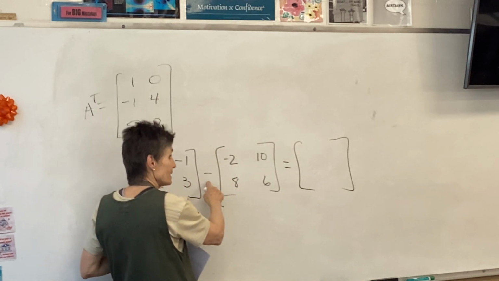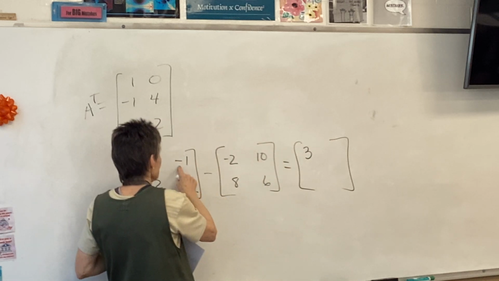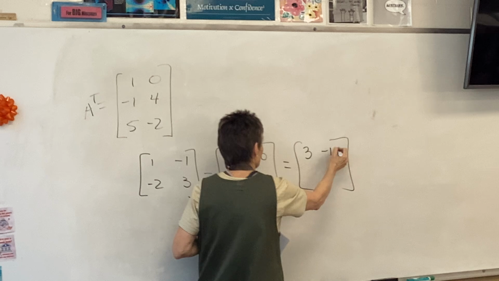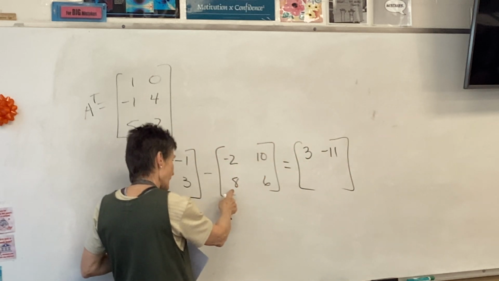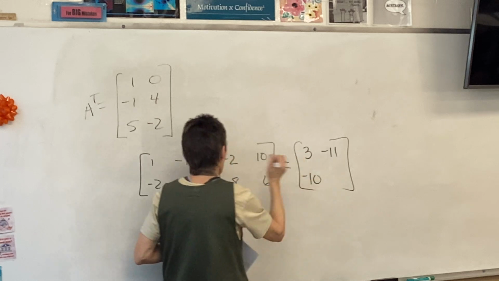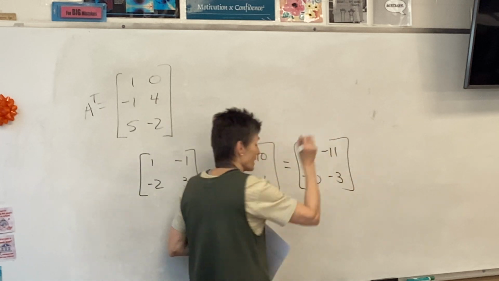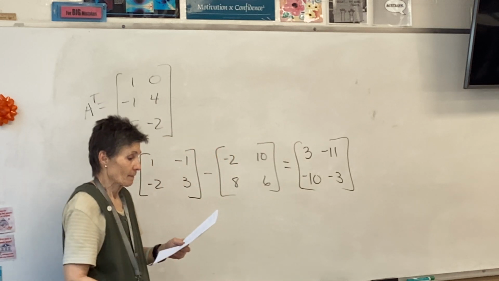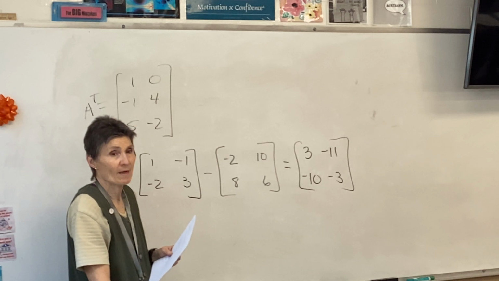1 minus negative 2, 1, 2, 3. Negative 1 minus 10, negative 2 minus 8, and 3 minus 6. There we go. There's the answer to the question. Is there anyone that's got a question about that?